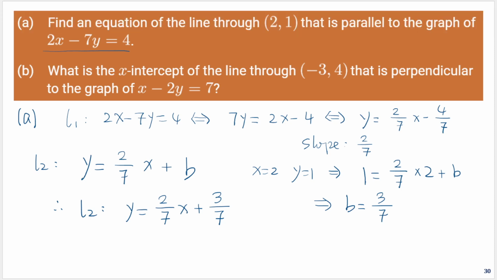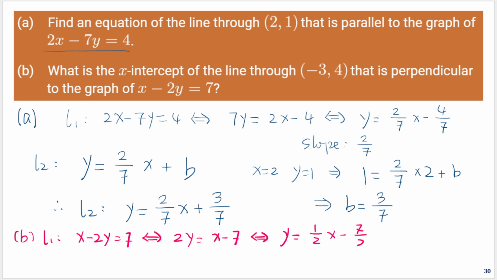As to the second question, the method should be the same, but this time we know L1 has the equation x minus 2y equals 7, which is equivalent to 2y equals x minus 7. And let's find the slope. So divide both sides by 2: y equals 1 over 2 x minus 7 over 2. So this is our slope. The slope is 1 over 2, right?